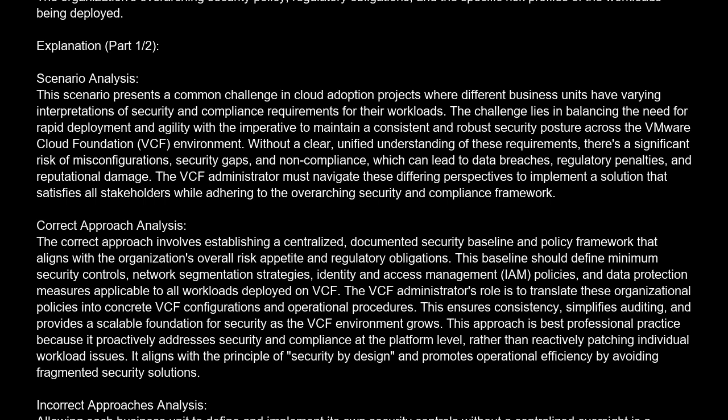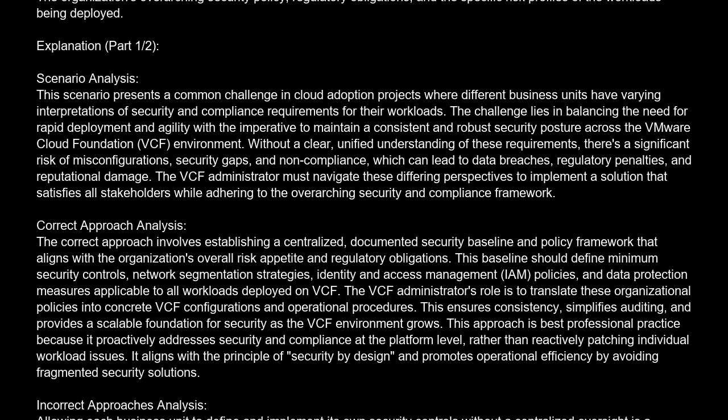This approach is best professional practice because it proactively addresses security and compliance at the platform level, rather than reactively patching individual workload issues. It aligns with the principle of security by design and promotes operational efficiency by avoiding fragmented security solutions. Incorrect approaches analysis.